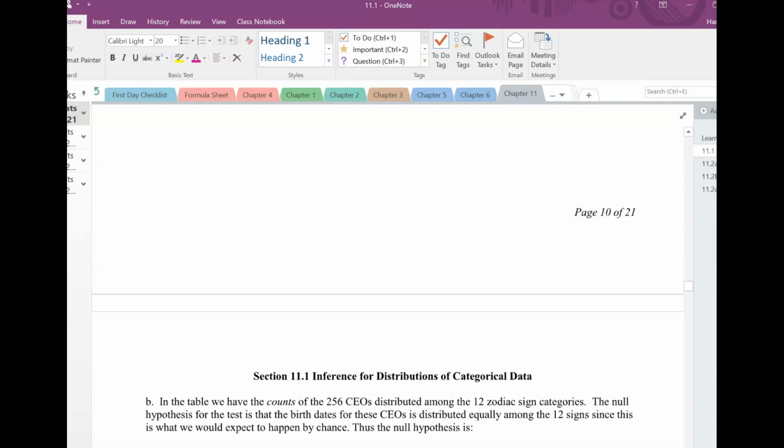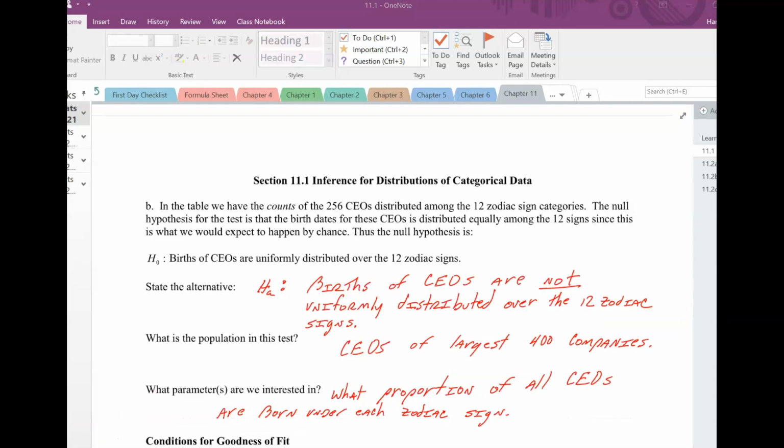So then let's go through and look at what the null and alternate hypotheses would be. For this type of significance test, your null and alternate hypothesis are most often written in words. So you can see the null hypothesis, births of CEOs are uniformly distributed over the 12 zodiac signs. The alternate is just that they are not uniformly distributed. So what's the population? Remember, this is always an important piece. CEOs of the largest 400 companies. What parameter are we interested in? What proportion of all CEOs are born under each of the zodiac signs?